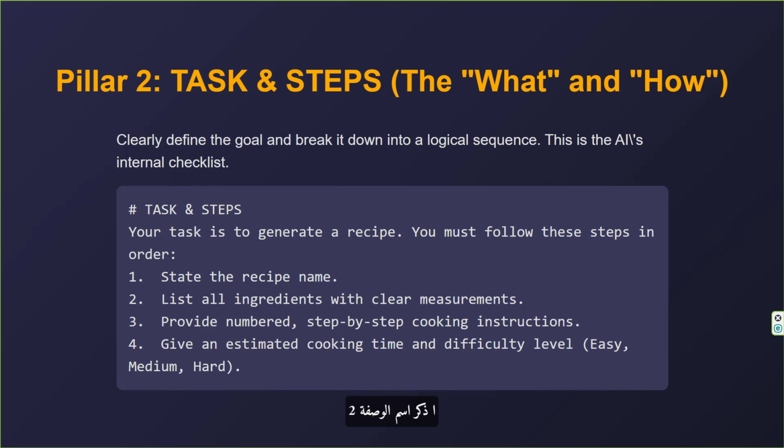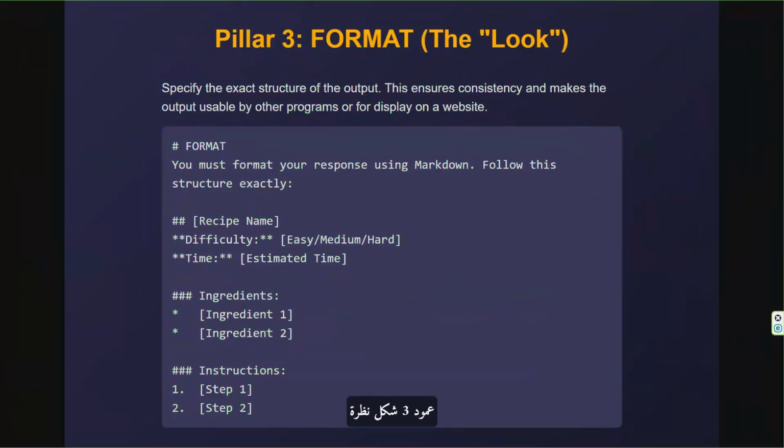1. State the recipe name. 2. List all ingredients with clear measurements. 3. Provide numbered step-by-step cooking instructions. 4. Give an estimated cooking time and difficulty level. Easy, medium, hard.